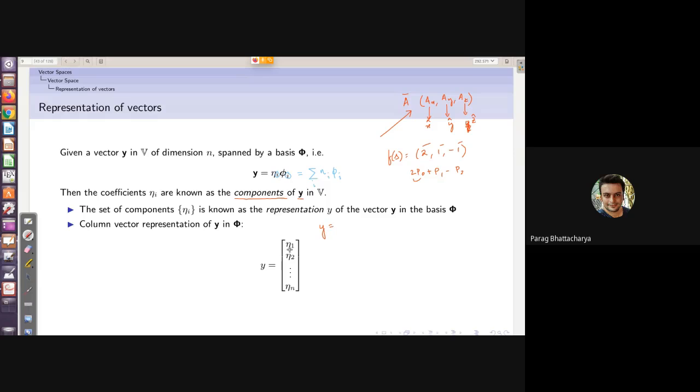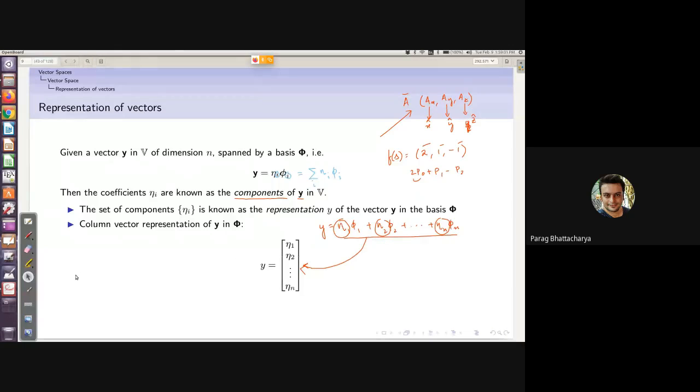Vector y is simply, it is understood, eta 1 phi 1 plus eta 2 phi 2 and so on, up to eta n phi n. But because we already know what phi 1, phi 2 and so on are, instead of writing it like this, we might as well collect all these components, eta 1, eta 2, eta 3 and so on, and put them as a column matrix. This is a column vector representation of the same vector in the vector space spanned by the basis phi.